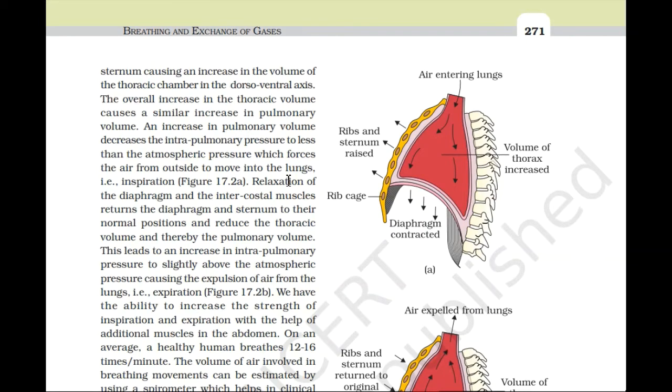As the volume inside the lungs increases, it decreases the intrapulmonary pressure below the atmospheric pressure, so that it forces the air from the outside to move into the lungs. That is inspiration.